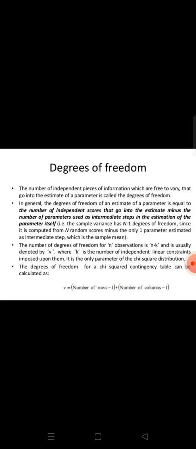The number of degrees of freedom from n observations is n minus k, and it is usually denoted v, where k is the number of independent linear constraints imposed upon them. It is the only parameter of the chi-square distribution. The degrees of freedom of a chi-square contingency table can be calculated as v equals number of rows minus 1 times number of columns minus 1.